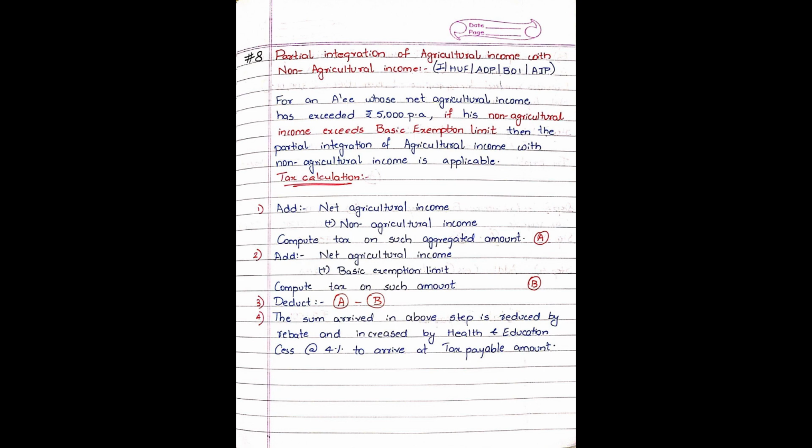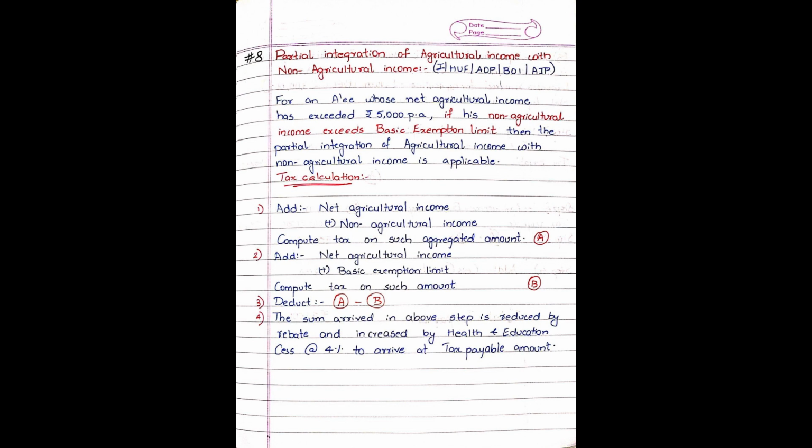The two conditions must be satisfied. First, the income from non-agricultural activities is exceeding the basic exemption limit, and second, the income from agricultural activities is exceeding rupees 5,000 per annum. In such a case, the partial integration concept is applicable. How is tax calculated in such a scenario? In step 1, we have to add net agricultural income and non-agricultural income and compute tax on such aggregate amount. Let the tax computed be A.